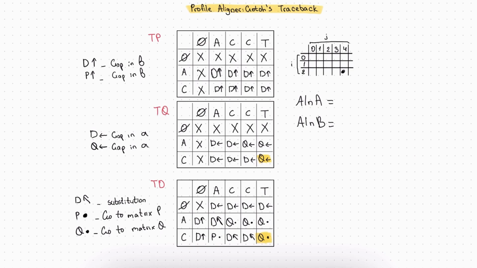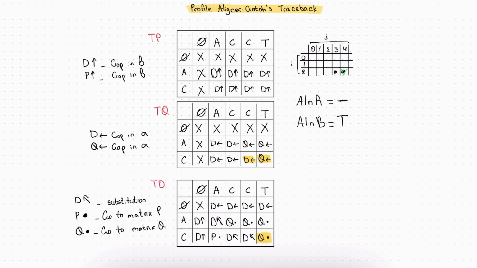And whenever we have Q left, this means that there was a gap in A. We are going to put a gap in alignment A and align nucleotide T from sequence B. Now, this cell is telling us to go left, and we will do this by decreasing J. So we completed this step, and now we are looking at I equals 2 and J equals 3, which corresponds to this cell right here.